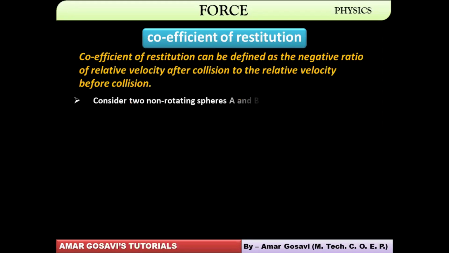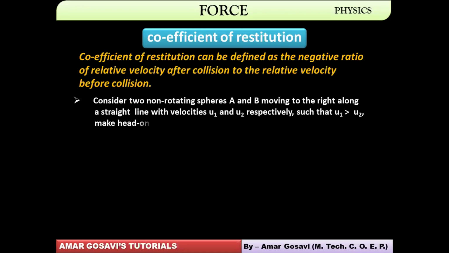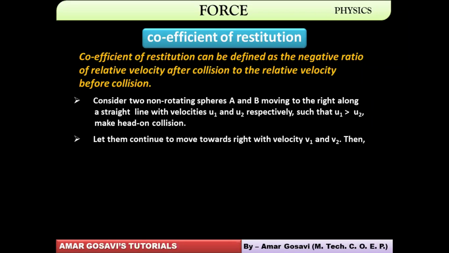And then we considered two non-rotating spheres A and B of masses, say, m1 and m2, moving with initial velocities u1 and u2 respectively, such that u1 was greater than u2, and then the collision was bound to happen. And after collision, they move with the final velocities towards the right, v1 and v2.